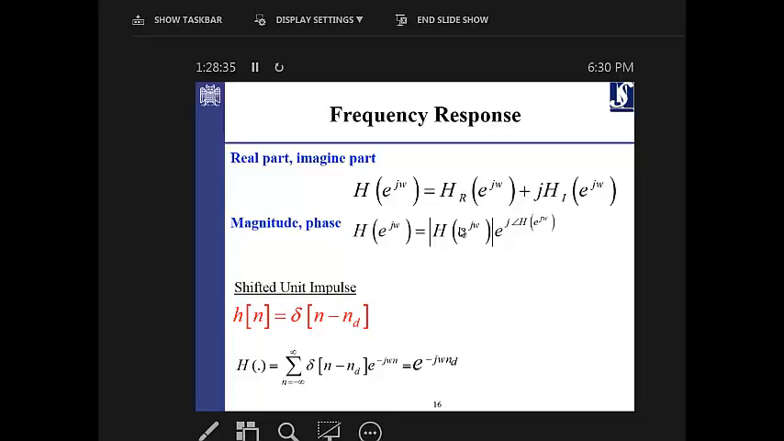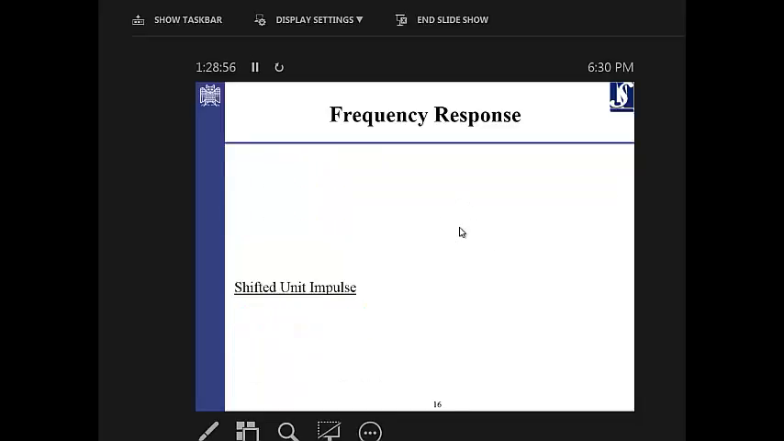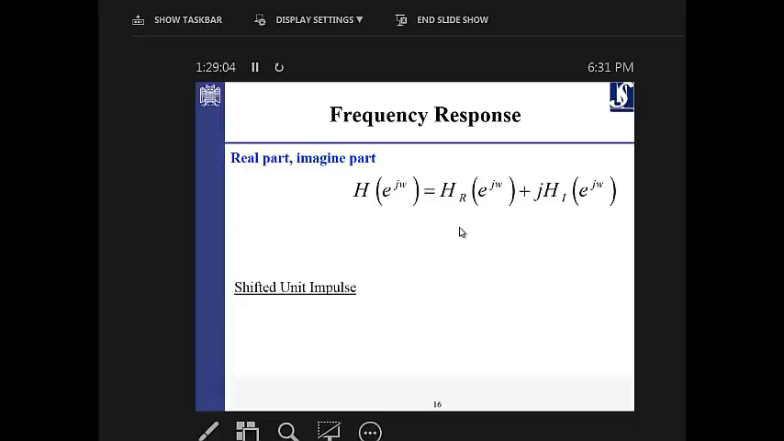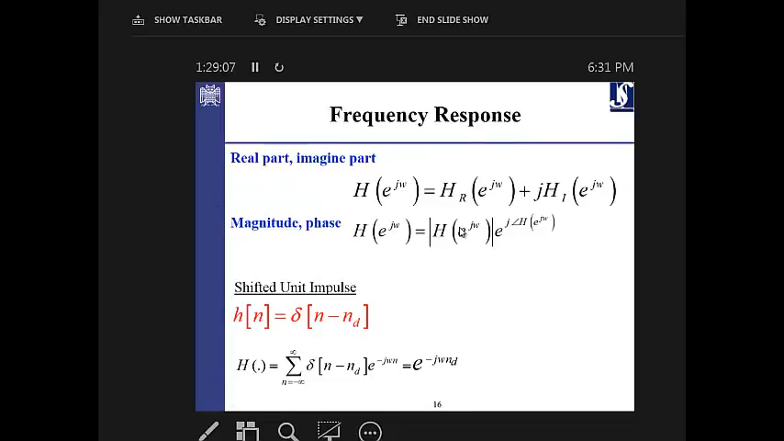And here we have an example, like the shifted unit impulse. If you have the shifted unit impulse, then what's the frequency response of that? This dot means H of e to the power of j omega, just for simplicity. This frequency response, based on the definition in the previous slide, if you put delta of n minus n_d instead of h of n, then what you get is e to the power of minus j omega n_d.